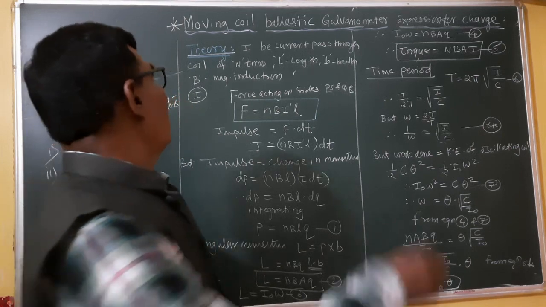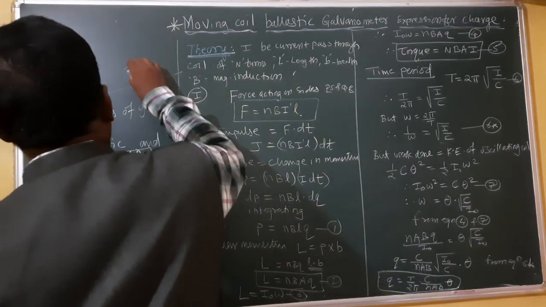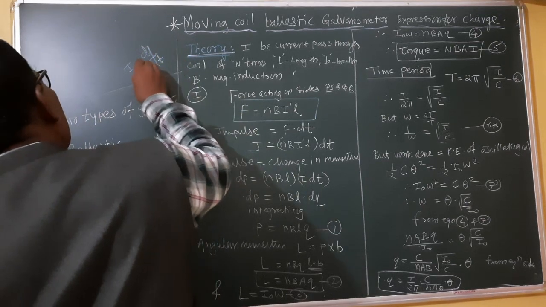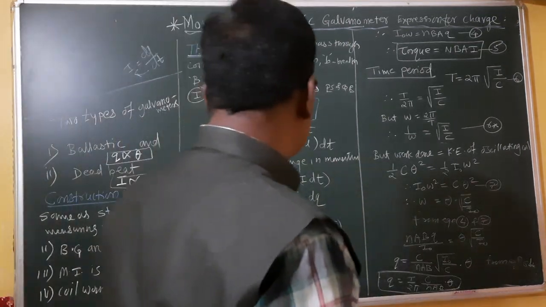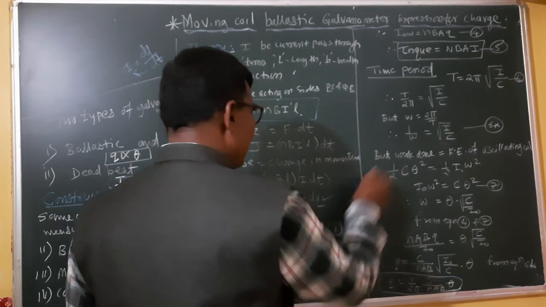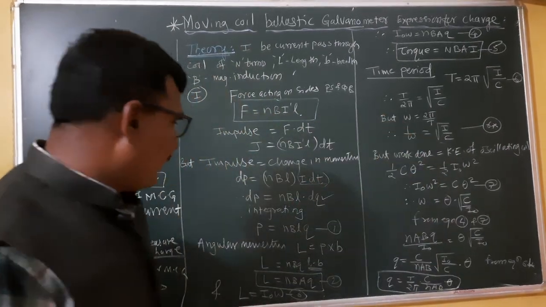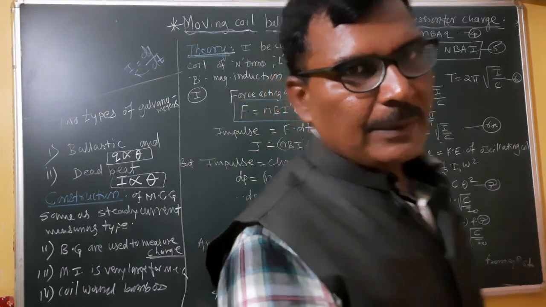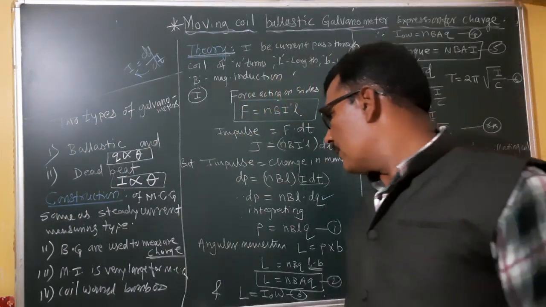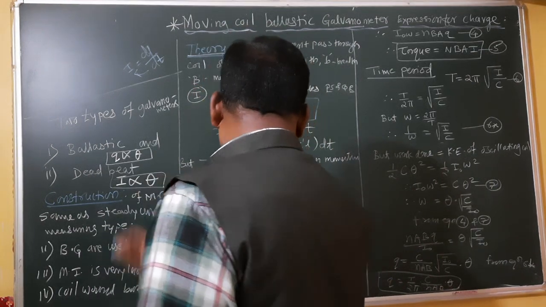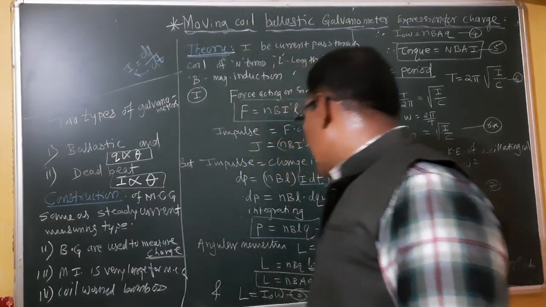We know that the current is nothing but I is equal to dq by dt. Which means dt comes over here, that is, I into dt is nothing but the charge. Here we substitute I into dt, which is nothing but charge. Then integrating this equation, integration of dp is p, integration of dq is q. So this is called the change in momentum, that is p is equal to nbl into q.